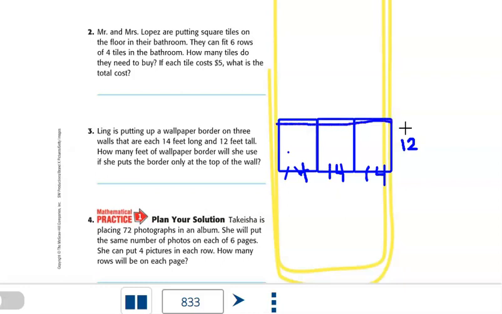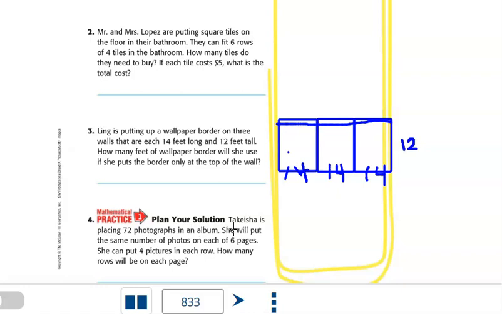Okay, Takesha is placing 72 photographs in an album. She will put the same number of photos on each of 6 pages. She can put 4 pictures in each row. How many rows will be on each page?